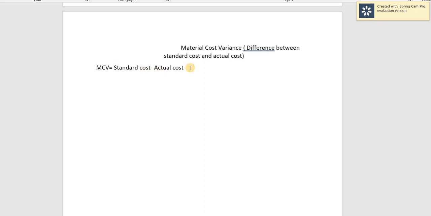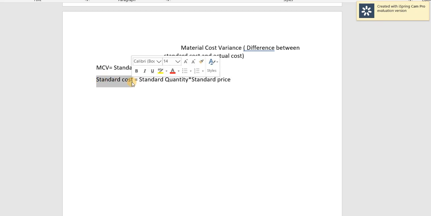Now we'll see what we mean by standard cost. Standard cost is equal to standard quantity into standard price. So how to find out the standard cost? Standard cost is equal to standard quantity into standard price.